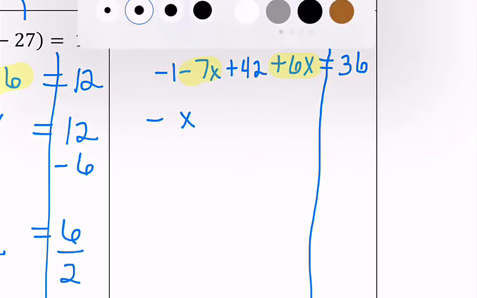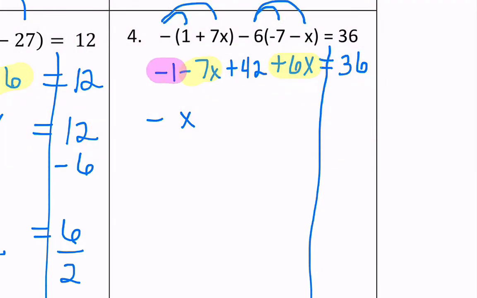All right, so now I'm going to look at my regular numbers. So I see a negative 1 and I see a positive 42. So we add, combine those. Negative 1 plus 42 is a positive 41. Put my equal sign on the line. The only thing I have on the right side is 36.